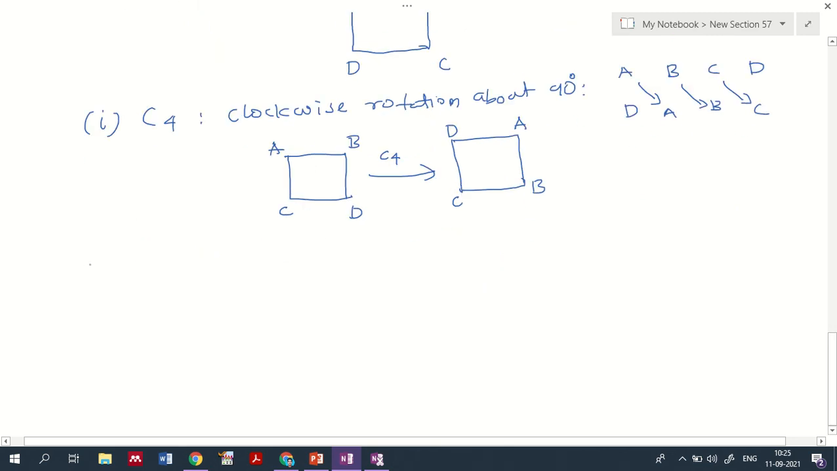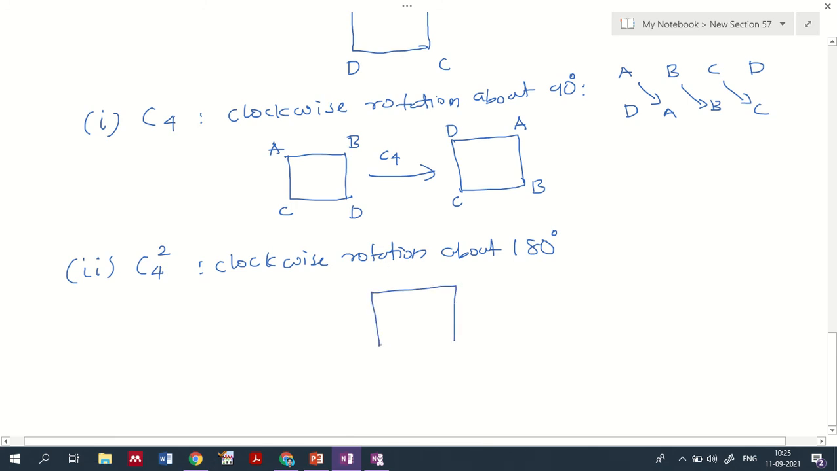So now let me introduce the second one, that is C4 squared. Okay, 4 is in the subscript and 2 is on the superscript side. In this case, it is a clockwise rotation about 90 degrees, applied twice. That means you are rotating in the clockwise direction twice by 90 degrees. It is not 90 degrees, it is 180 degrees, right? So it is 180 degrees. That means you are rotating two times by 90 degrees. Let me just draw this figure directly, that will be more convenient to understand.